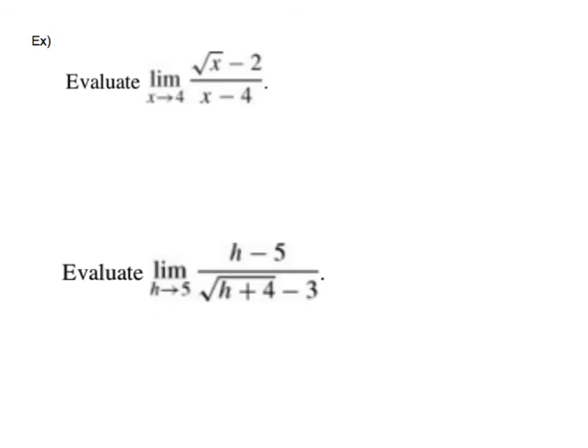Here, when you have a radical, we're going to always use the conjugate. But the issue is, we're not rationalizing a denominator per se. So you're multiplying the conjugate wherever that radical is.